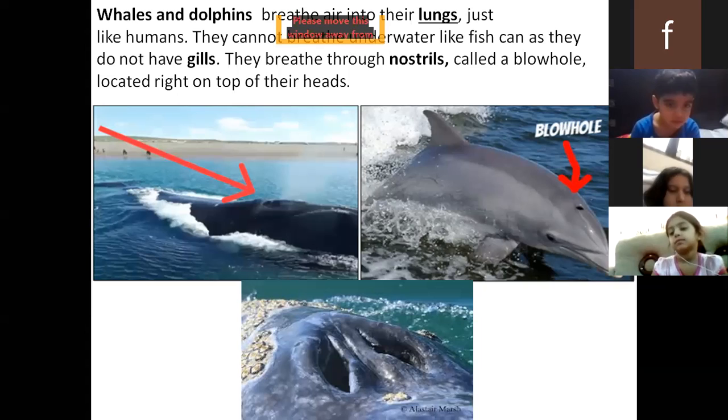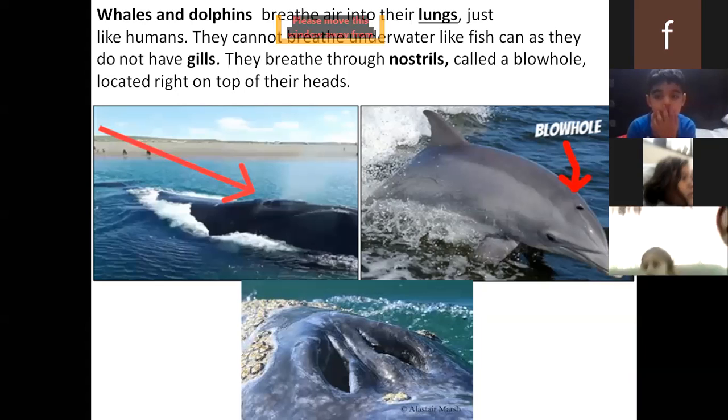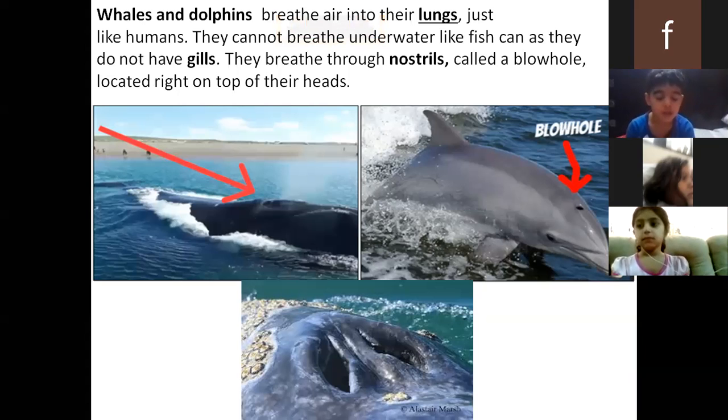Touch your nose. Okay, can you see that there are two openings in your nose? They are known as nostrils. All of you breathe through your nose, all of you. Yes, we use our nostrils to breathe, okay? We use nostrils, okay?